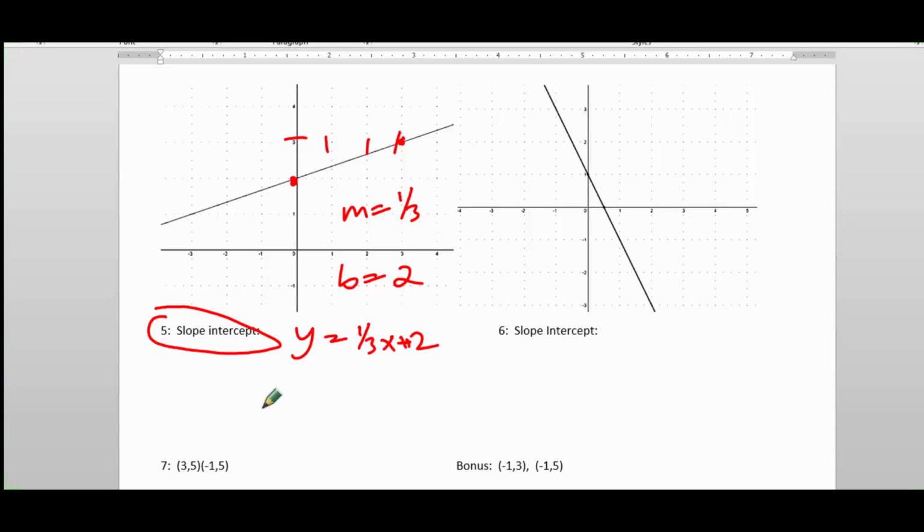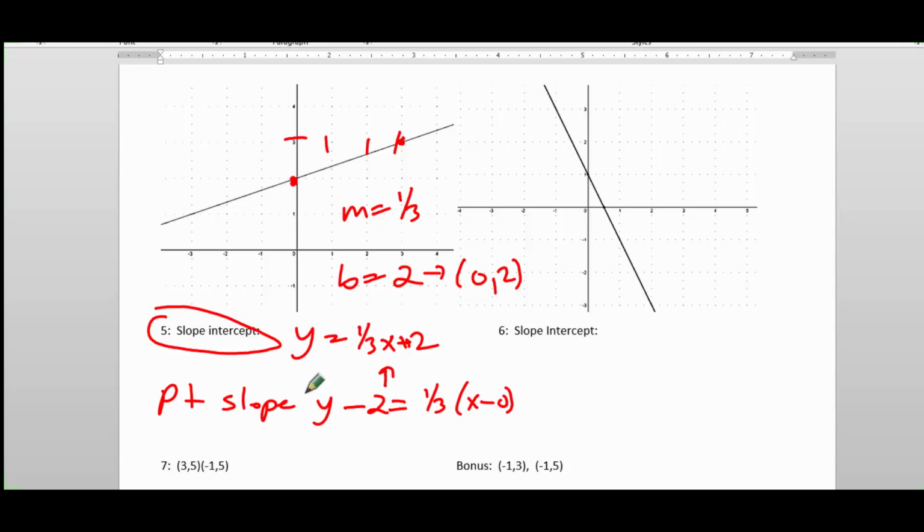And that's it. If I want to put this in point slope, I've got to realize that b implies the point 0, 2. So my point slope form would be y minus 2 equals my slope, which is 1/3 x minus 0. You should verify that if you solve this for y, you will get your slope-intercept form. But if you have a slope on the graph and you can see the y-intercept, the slope-intercept form of the line is better than point-slope form of the line.